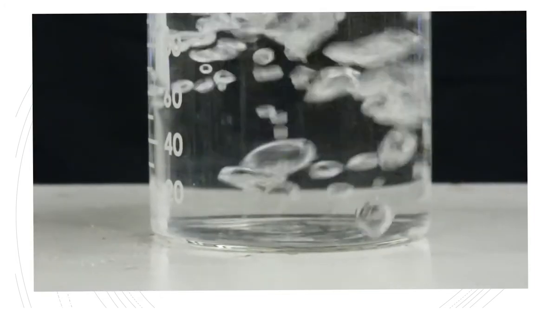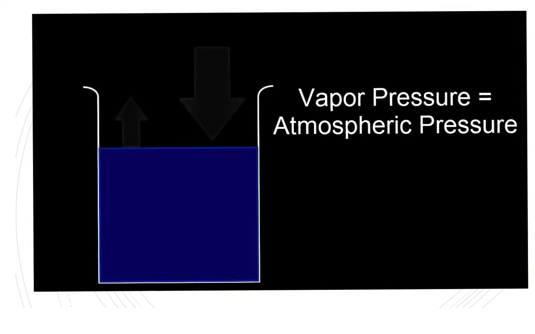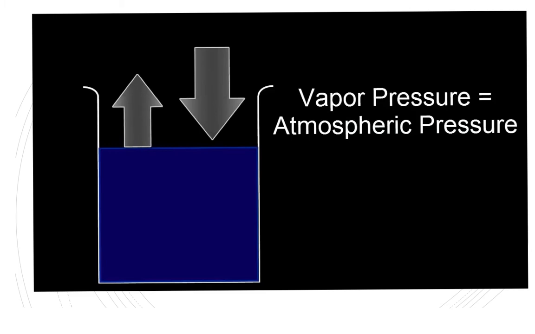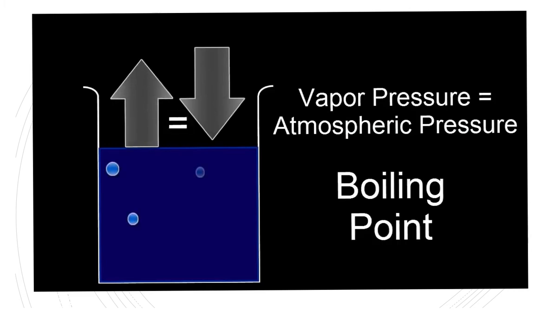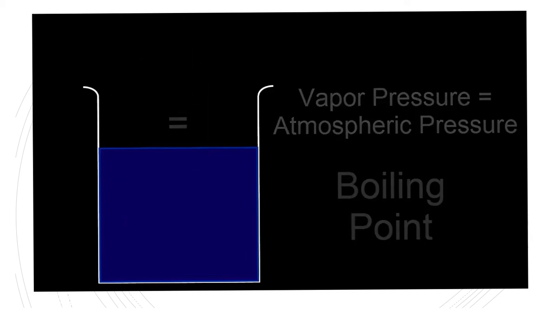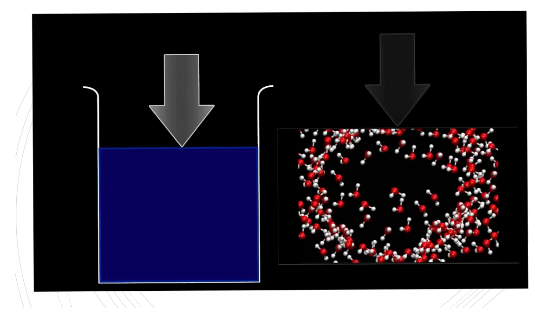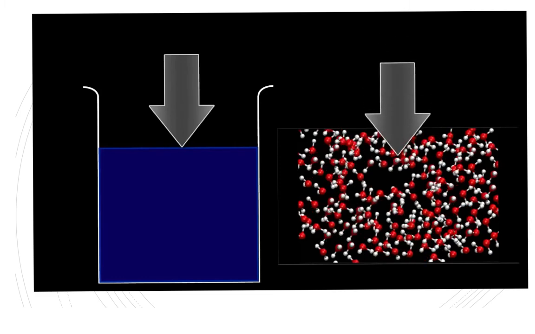Back to boiling. Textbooks often state that when the vapor pressure equals the atmospheric pressure, boiling takes place. This is called the boiling point. Think of it this way. Atmospheric pressure pushes down, and that makes it difficult for the water molecules to spread out and form a bubble.